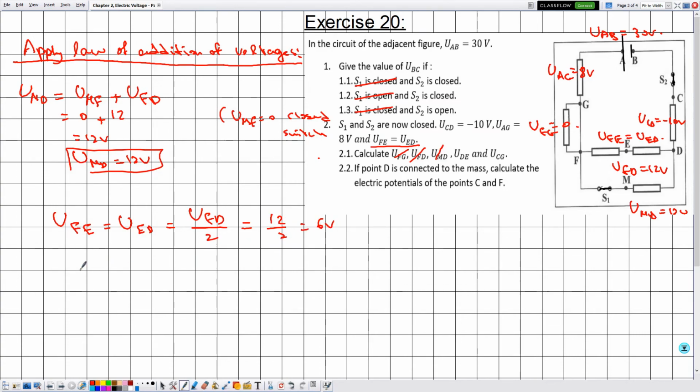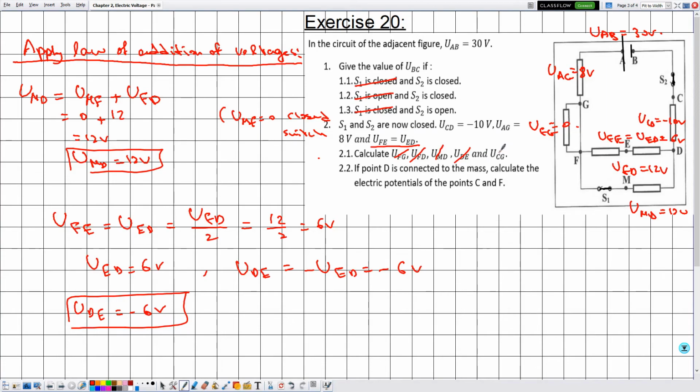So in this case, UED is equal to 6 volts, which means that UDE is equal to minus UED, which is equal to minus 6 volts. So UDE is equal to minus 6 volts. And notice that all the required voltages, I'm placing them in a box, and there are some intermediate values. Okay, so UDE is equal to minus 6 volts.